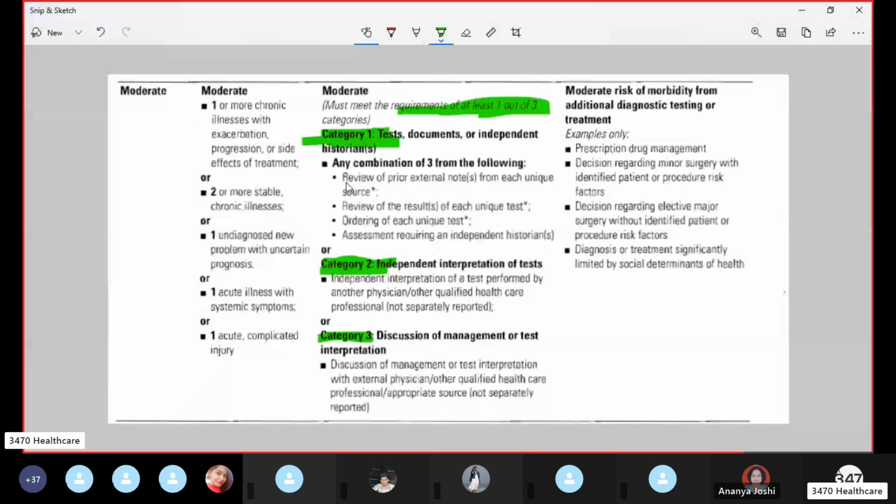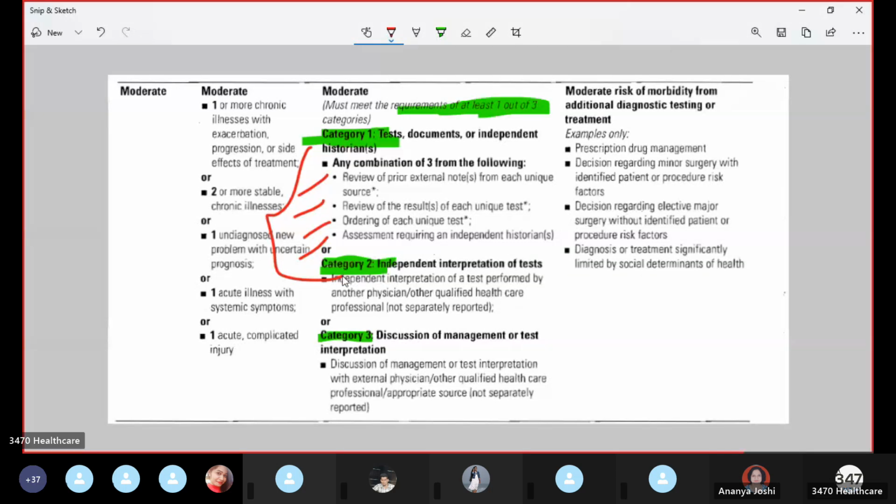So the first one is any combination of three from the following: review of prior external notes, review of the test results, order of the tests, and assessment requiring independent study, which they added in category one. So in these four, any three present, it is for category one, warranting moderate.